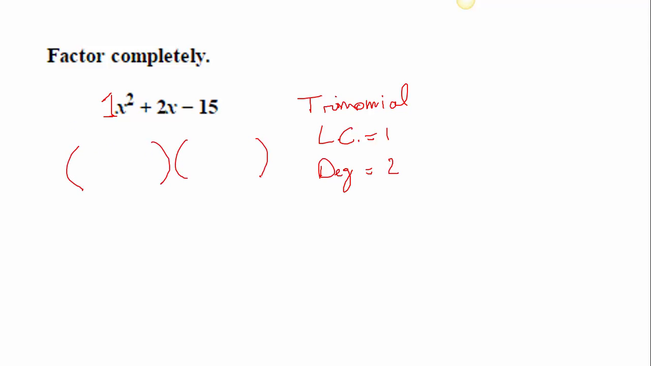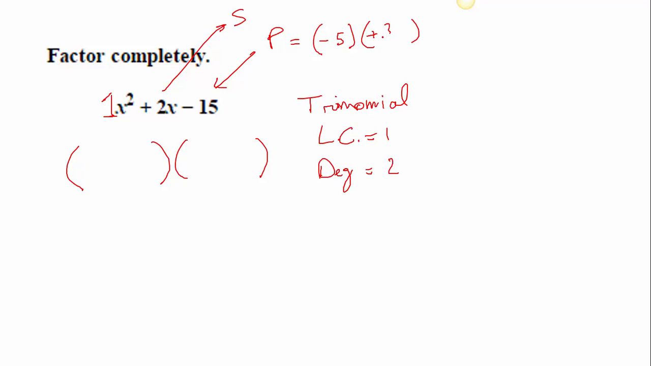Again, factor completely. Leading coefficient is 1. Okay, this is a trinomial, leading coefficient equals 1, degree equals 2, the highest exponent of x is 2. So always we look at opening 2 parentheses, we look at this as the product, we look at 2 as the sum. So give me the two numbers, their product is negative 15. So one of them is going to be positive, the other one is going to be negative.